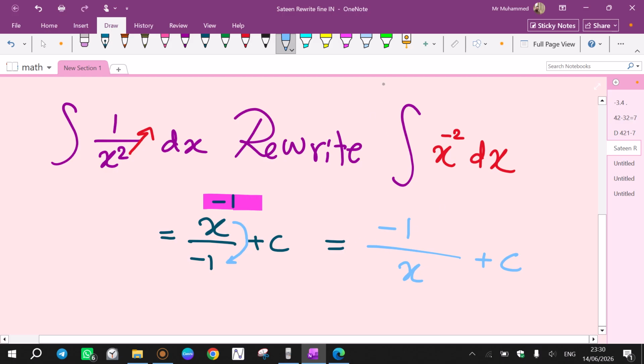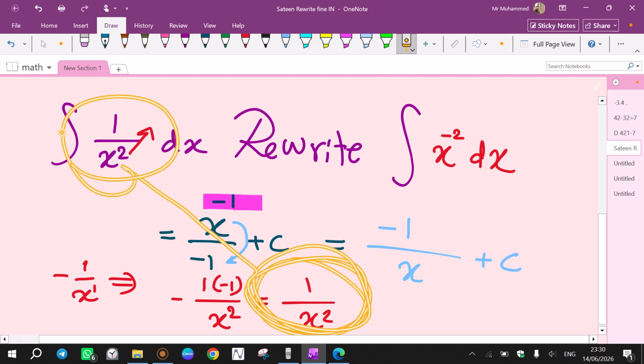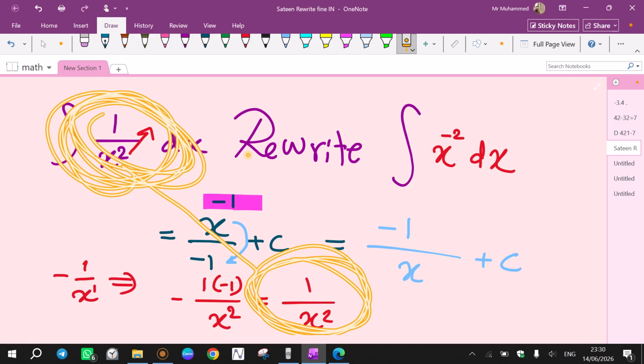Now how can I check my answer? Now if I take derivative of this function, I should get this back. Let's check. What is the derivative of negative 1 over x? Then the derivative will be power of x is 1, negative stays, 1 multiplied by negative 1, x power plus 1 will be 2. So the result will be negative negative, just 1 over x squared. And if you notice, 1 over x squared is the same as this one, 1 over x squared.